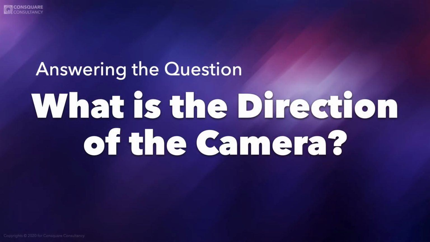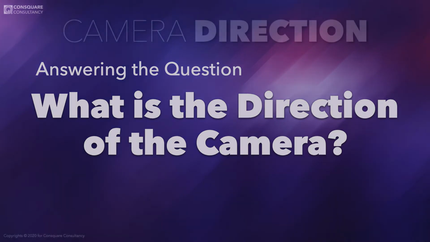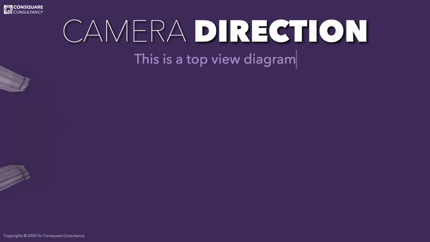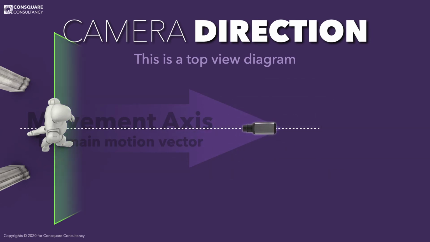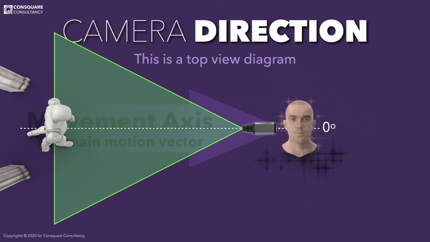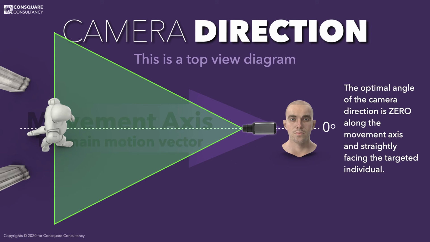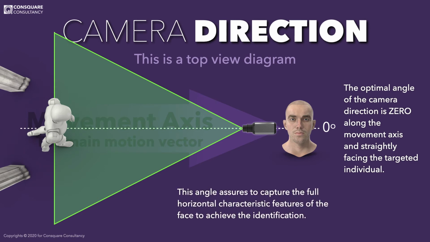Now, it is time to answer the question: what is the direction of the camera? Please note this is a top view diagram and we are studying this case from above. The optimal angle of the camera direction is 0 along the movement axis and straightly facing the targeted individual. This angle assures to capture the full horizontal characteristic features of the face to achieve the identification.